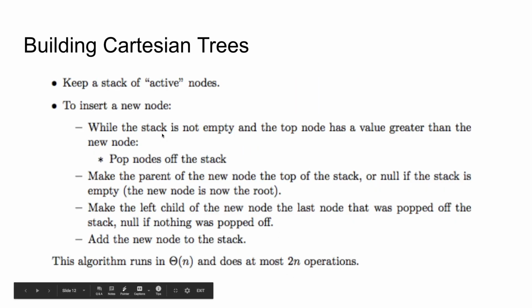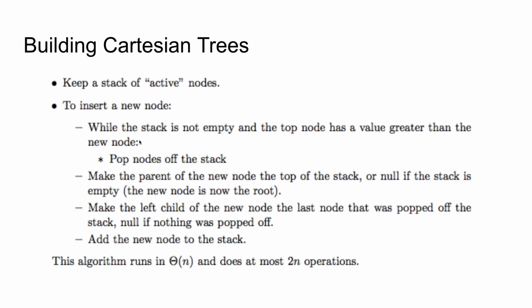So this is our algorithm. We have a stack of active nodes, or nodes on the spine of the tree, basically. To insert a new node, while the stack is not empty and the top node is greater, we pop. We need to maintain the min heap property, so the top node has to be less than the new node, because we're going to make the new node a child of the top node. For it to be a min heap, the top node has to have a value less than it. And so while it's greater, we pop nodes off the stack because they can't be the parent.